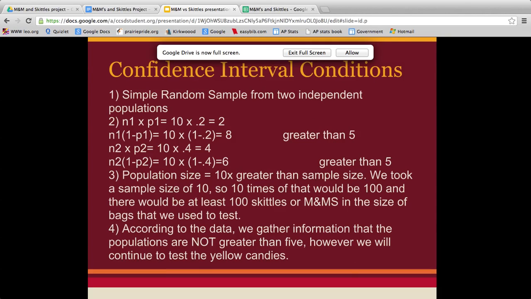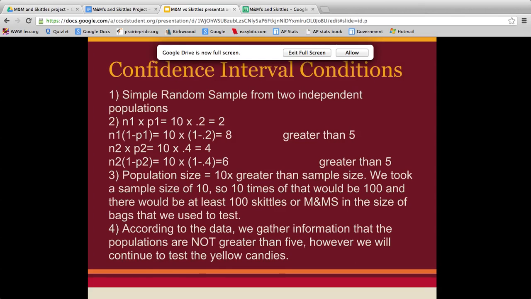Our confidence interval conditions are that it's a simple random sample from two independent populations. We took n times p for both 1 and 2, 1 being M&Ms and 2 being Skittles, and they're both greater than 5. The population size is 10 times greater than the sample size. We took a sample size of 10, so 10 times that would be 100, and there would be at least 100 Skittles or M&Ms in the size of bags that we used to test.